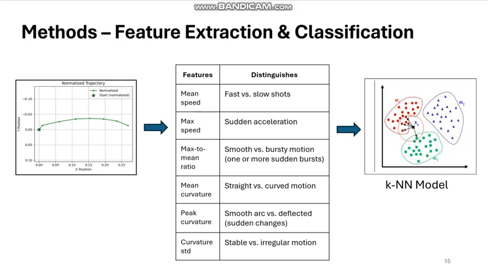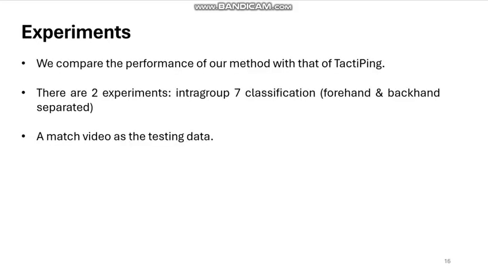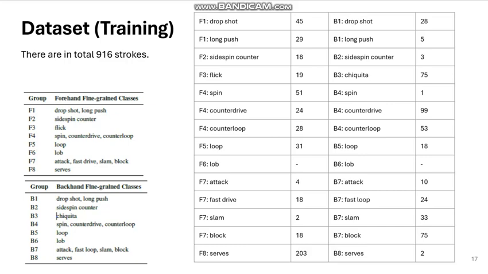After the normalization, its features, which consist of mean speed, max to mean ratio, and so on, will be extracted as the input for the KNN model. And for the experiments, we compare the performance of our method with that of TactiPing. There will be 3 experiments for the intragroup classification of forehand only and backhand only, and we'll use a match video for the testing data. Here's the training set for the model, and here's the testing set.